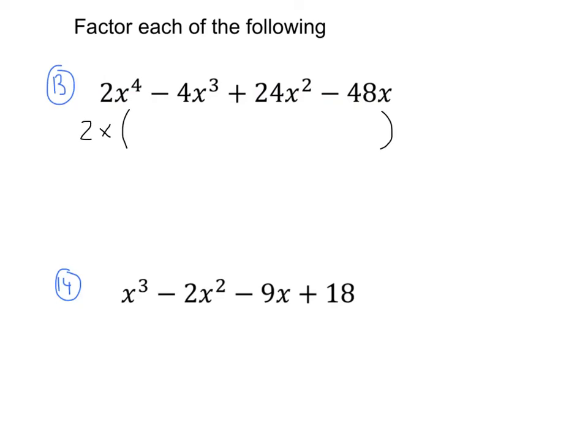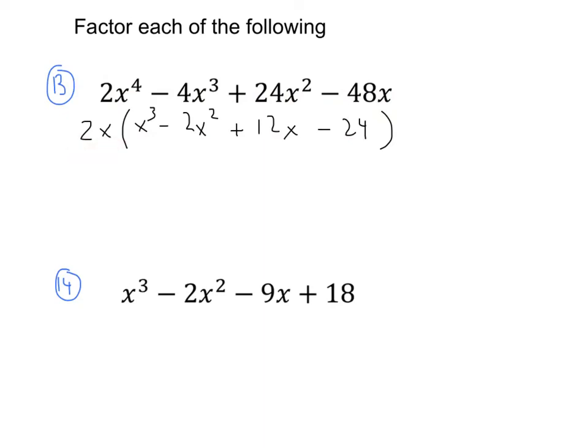That will leave me with x cubed minus, nope, messed up, minus 2x squared plus 12x minus 24. Okay, see, I can make mistakes too, so always double check. 2x times x cubed is 2x to the fourth, 2x times negative 2x squared, negative 4x cubed, 2x times 12x, 24x squared, 2x times negative 24, minus 48x. Okay, we're good. All right, so that's the first thing that we want to do, is factor out this 2x.